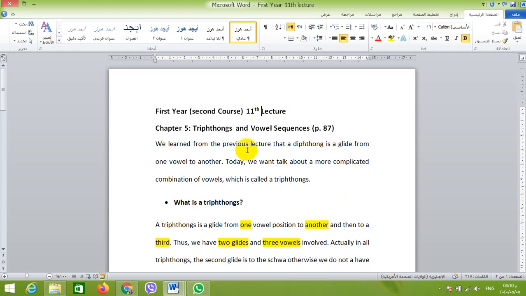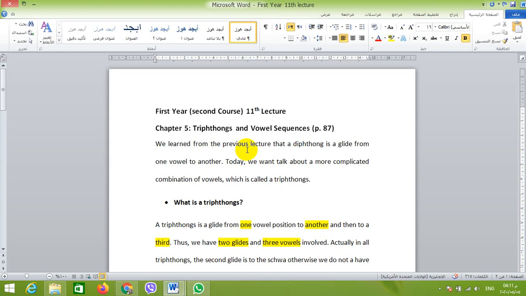Last time, if you remember, we finished talking about diphthongs. And if you remember, a diphthong is a glide from one vowel position to another. It's different from a pure vowel, which is fixed, just like short and long vowels. Diphthongs, as I said, require a glide, a move from one vowel position to another, and two vowels are involved in a diphthong.